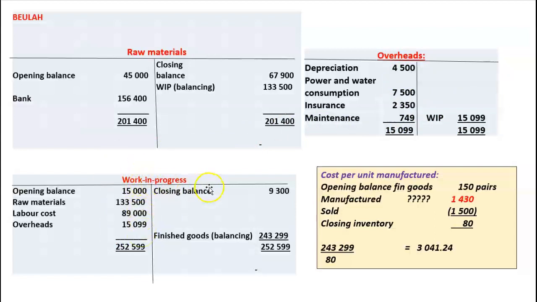We have the opening balance and closing balance here. So now we can determine what was the actual cost of goods manufactured, which is the balancing figure in the work in progress account on the credit side, 243,299. But can you see this is actual cost, actual cost, actual.